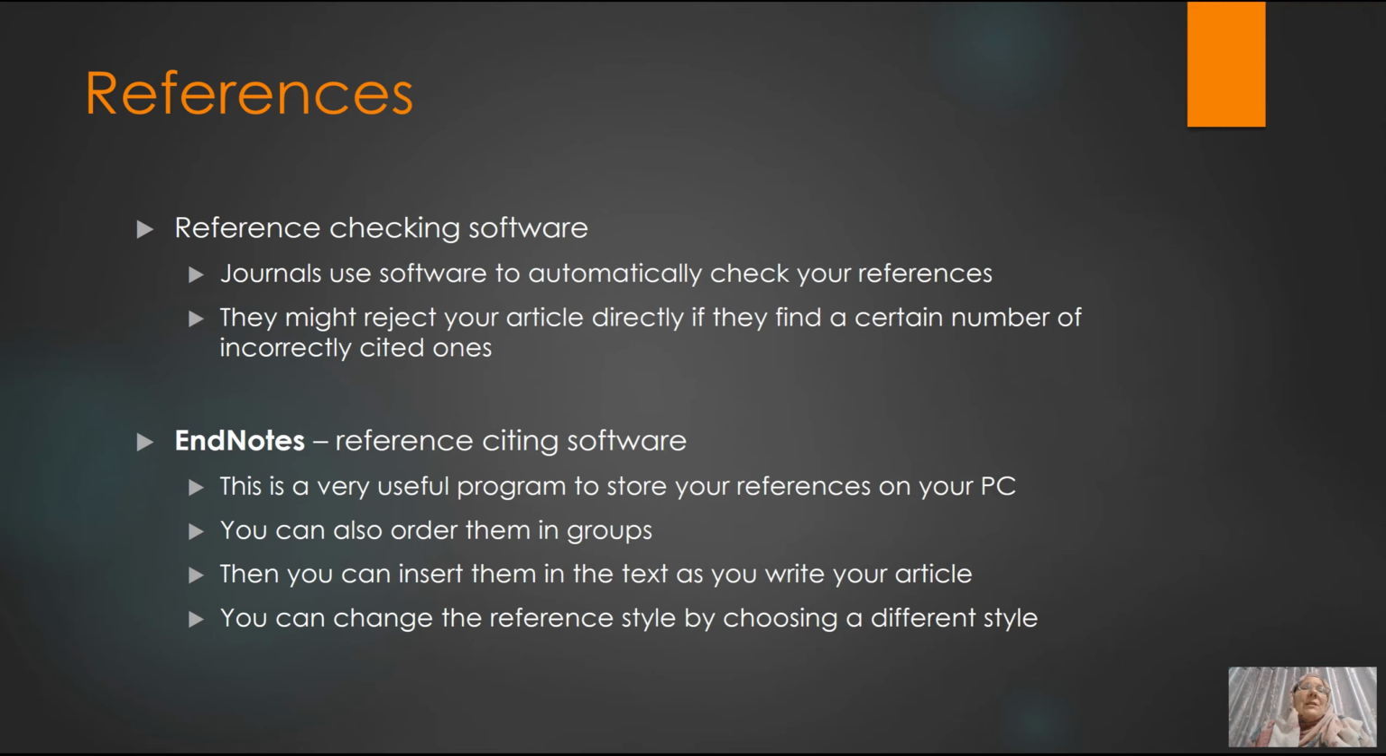Generally, journals do use software to check the references. So to check if they are complete, if they are correct, if they are traceable, and if they find too many mistakes, they might reject your paper without any further consideration.